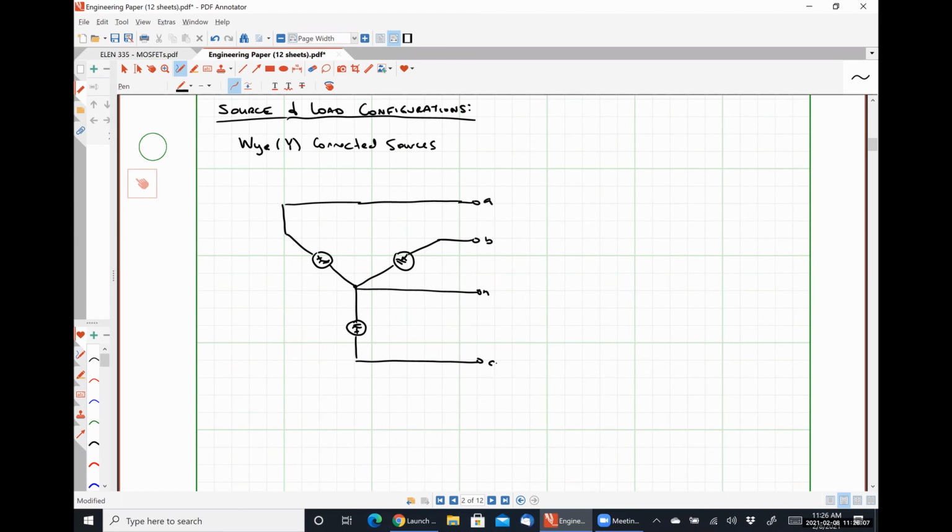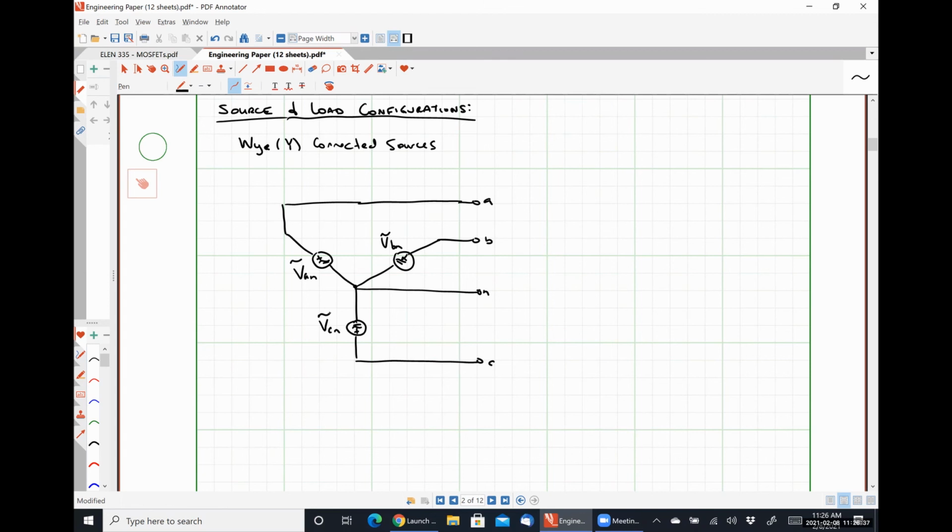So I'm going to list a few voltages here. Here's a voltage VAN. Positive polarity is measured on the A terminal side, negative polarity is measured on the neutral terminal side. Here is our voltage VBN. Here is our voltage VCN.